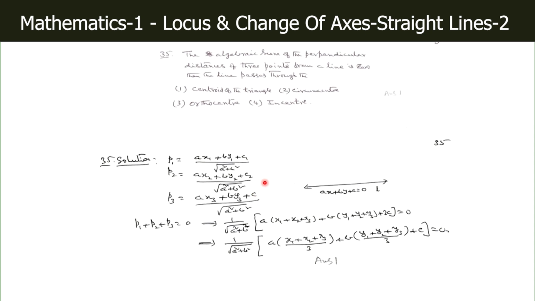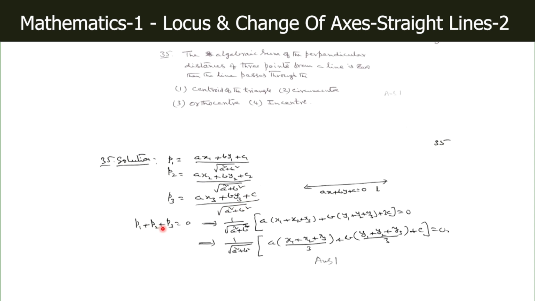So here, suppose P1 is the distance of (x1, y1) from the line Ax + By + C = 0. So P1 is equal to (Ax1 + By1 + C) / root over (A square + B square). Similarly, P2 is equal to (Ax2 + By2 + C) / root over (A square + B square), and P3 is equal to (Ax3 + By3 + C) / root over (A square + B square).